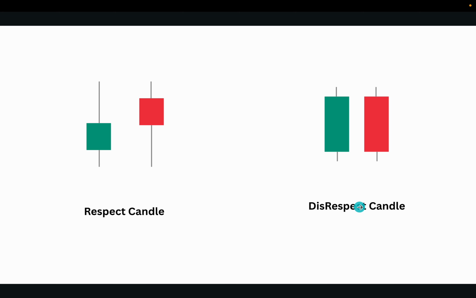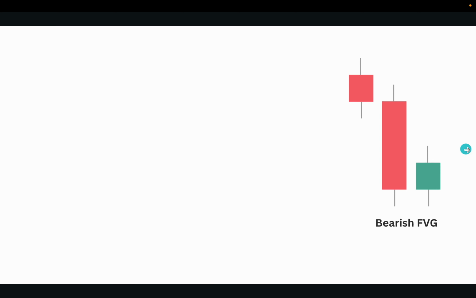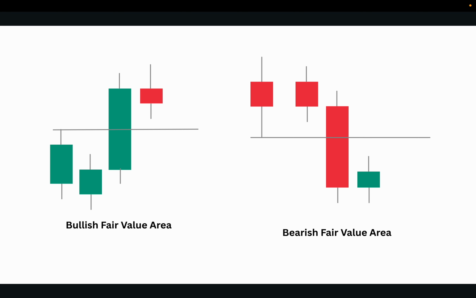In the case of a disrespect candle, we have very small wicks at the top and the bottom, for bearish as well as bullish candles. So a disrespect candle has a higher body. It shows greater momentum, or it can also be called an expansion candle. Like in a fair value gap, the second candle is always a disrespect candle, having a higher body than the wick size at the top and bottom. So these are the disrespect candles. We'll see how respect candles and disrespect candles are used in price action on the charts at the end of this video.